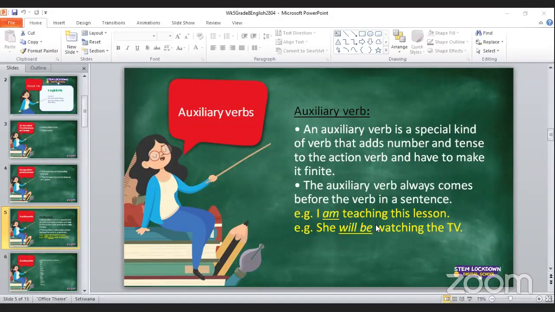All right, you all understand that? The second one: she will be watching the TV. So you can see that will be is our auxiliary verb, and it comes before watching, which is a verb in this sentence. Let's move on.